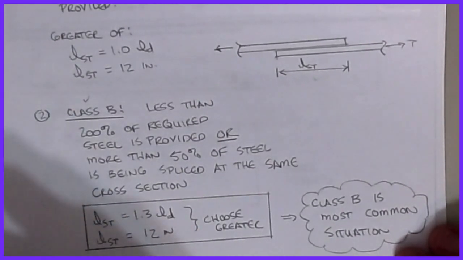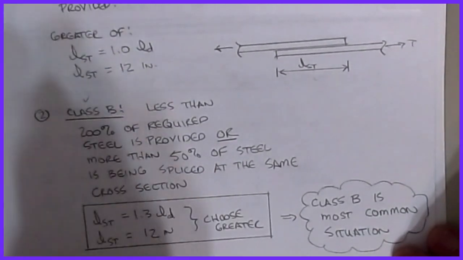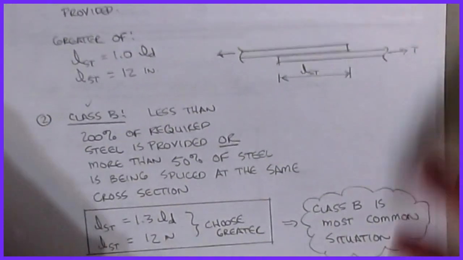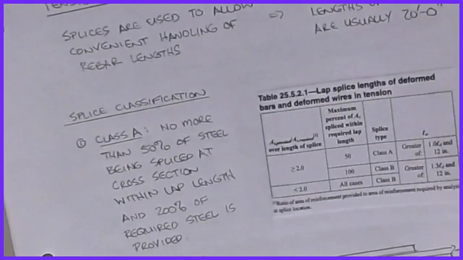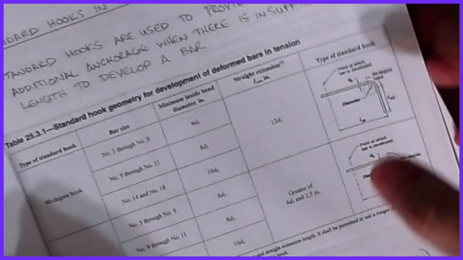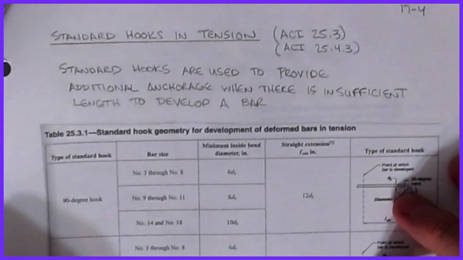Okay, so most of the time, whenever I'm detailing this, I go ahead and pay the price on the 1.3, and then I don't even worry about this table. This is by far the most common situation anyway, because often we don't put double the steel that we actually need. We might be a little bit over, but not a whole lot. So Class B is by far the most common.